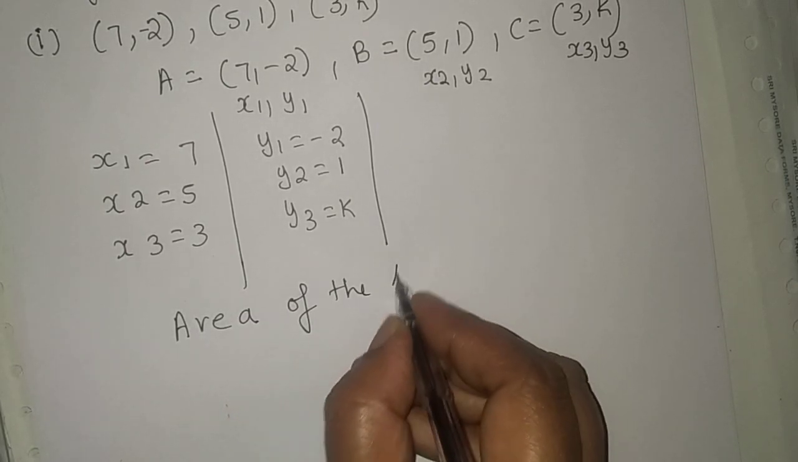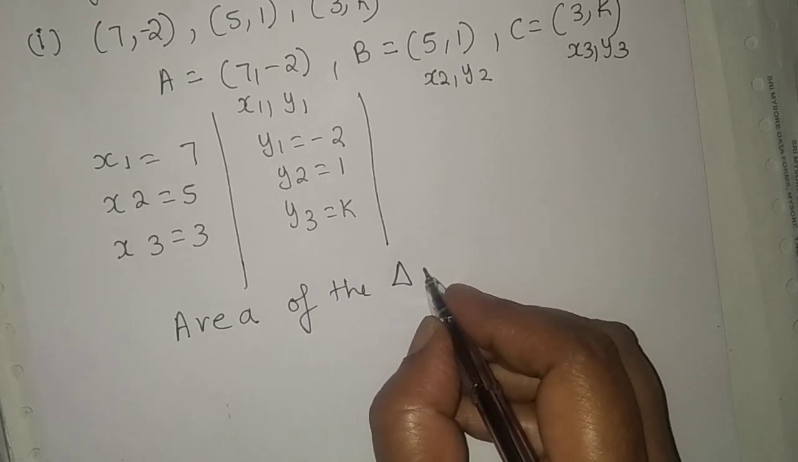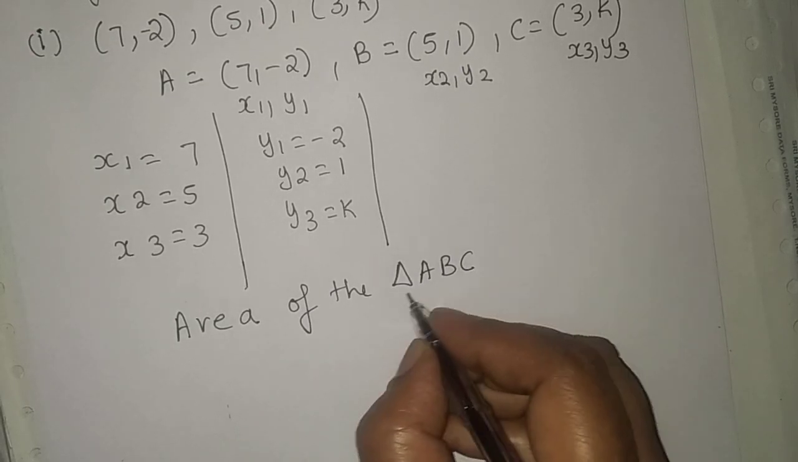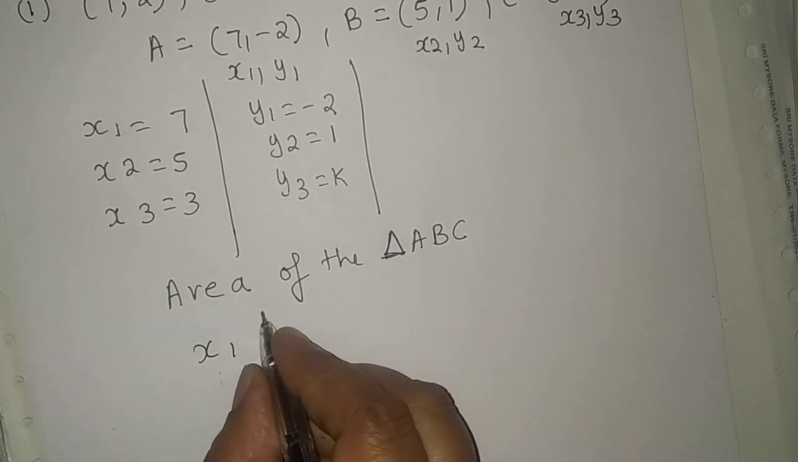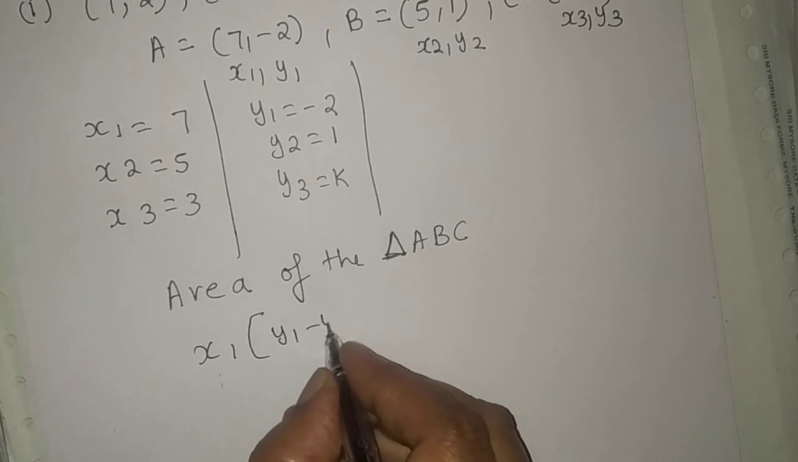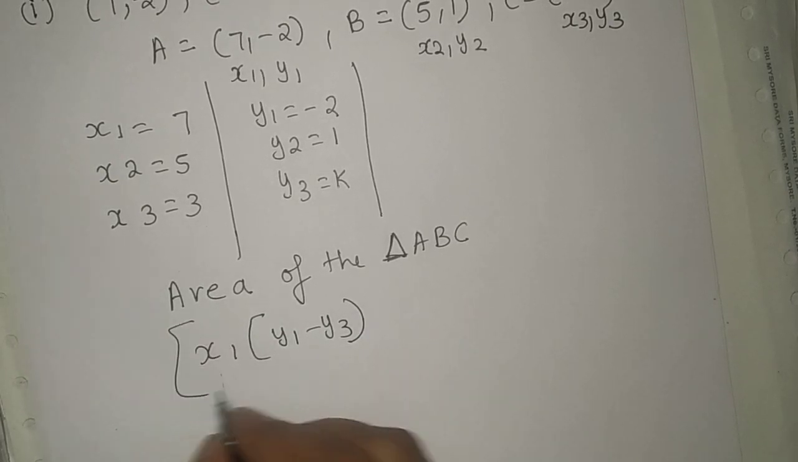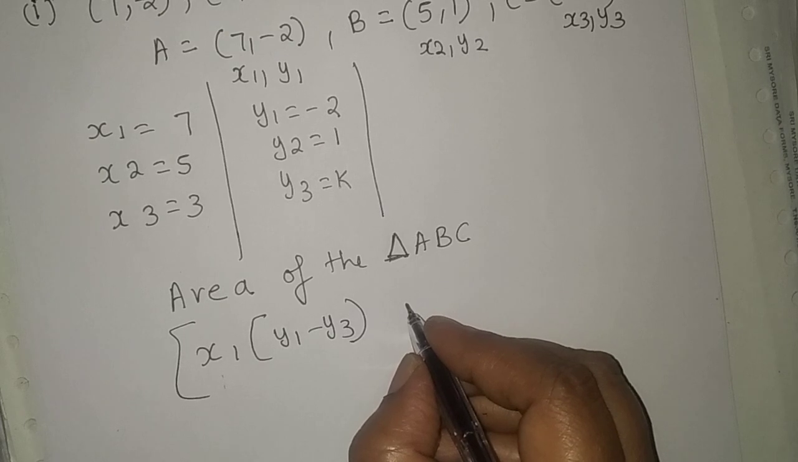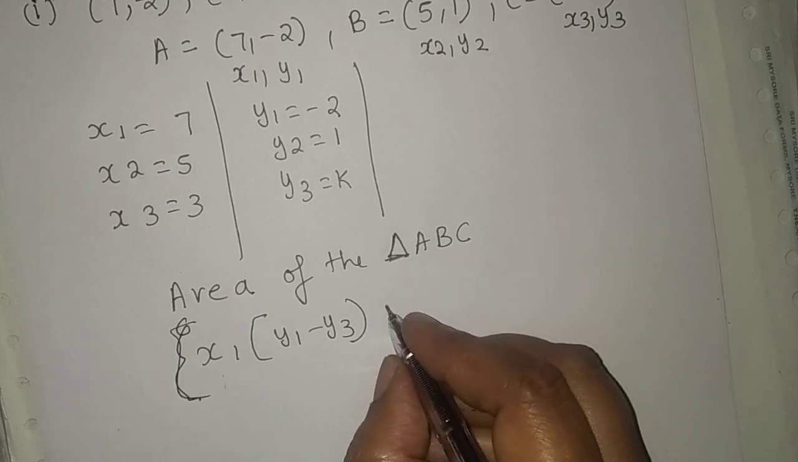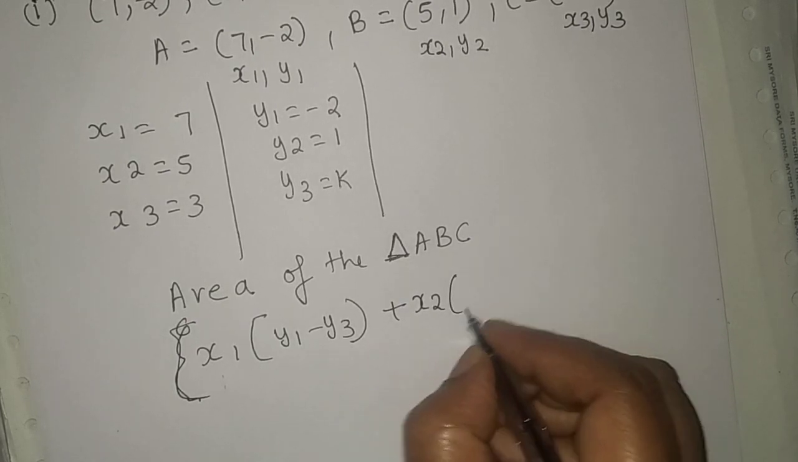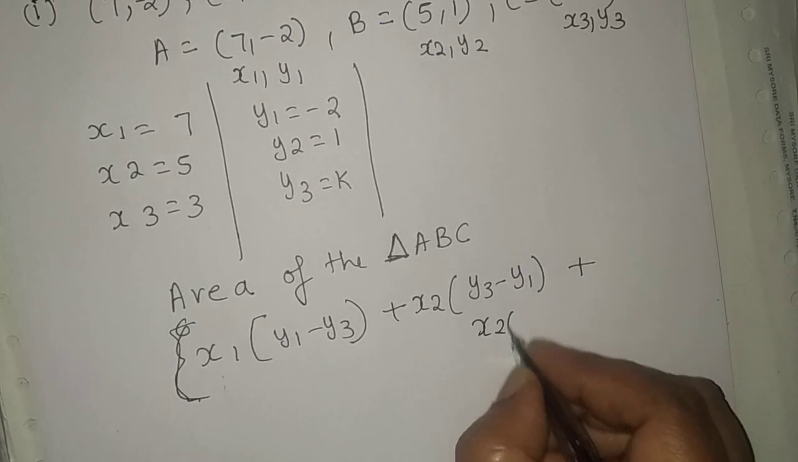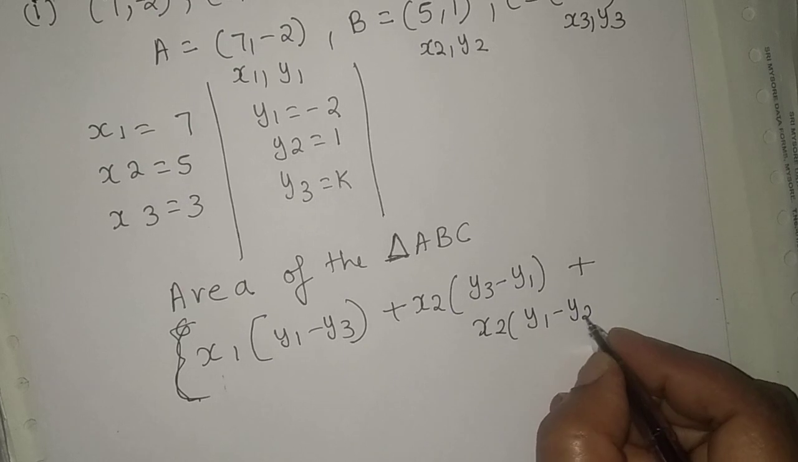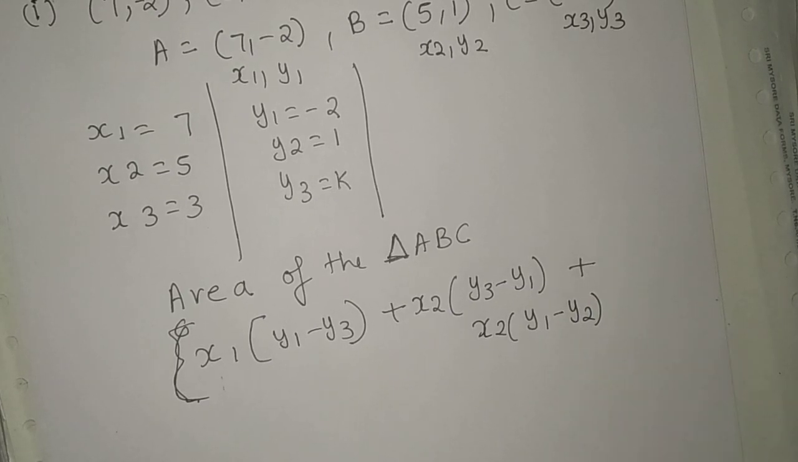Area of the triangle ABC will take. Next, substitute the values. The formula is x1 into (y2 minus y3) plus x2 into (y3 minus y1) plus x3 into (y1 minus y2) is equal to 0.